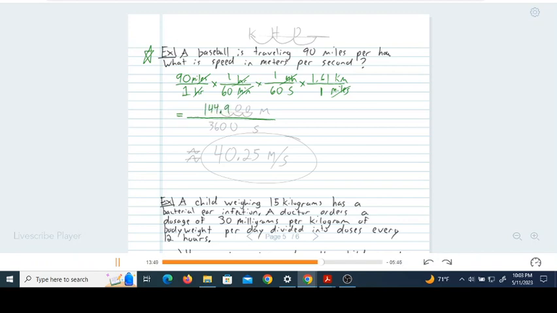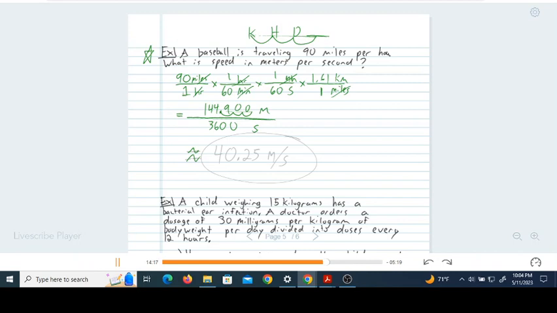144.9. And then we have 3,600 in the bottom. That's seconds at the bottom. And let's go ahead and do our metric conversion. So right now we're in kilometers and we want to convert. So it's just a matter of moving the decimal. We want to get from kilometers to meters, so that's 1, 2, 3 to the right. So move the decimal 1, 2, 3 to the right. We're now in meters.